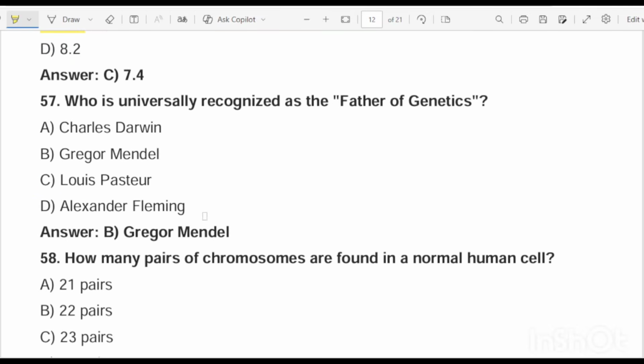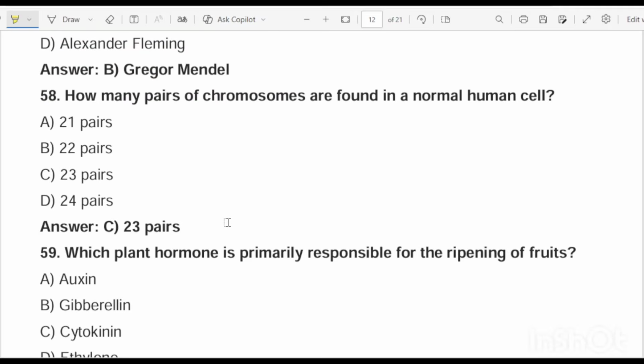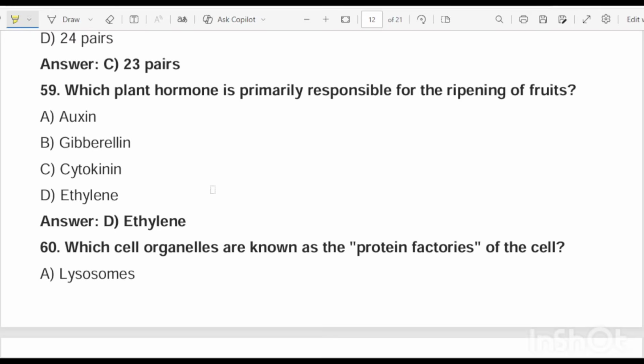Next question. Who is universally recognized as the father of genetics? Correct option, option B, Gregor Johann Mendel, or Gregor Mendel. Next question. How many pairs of chromosomes are found in a normal human cell? Correct option, option C, 23 pairs or 46. Next question. Which plant hormone is primarily responsible for the ripening of fruits? Correct option, option D, ethylene.